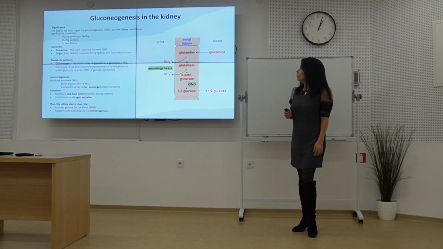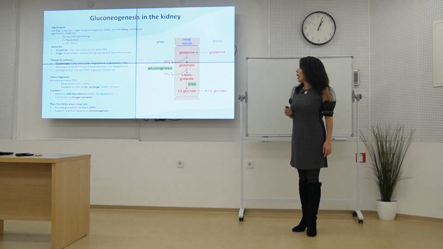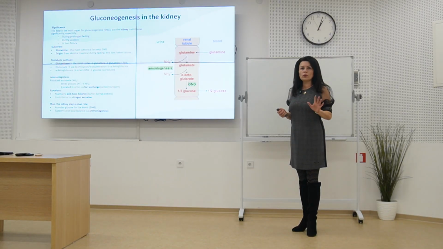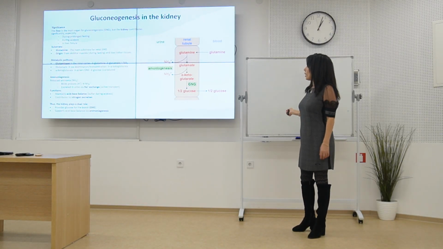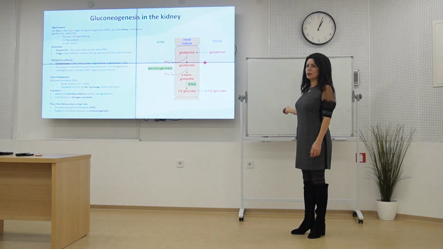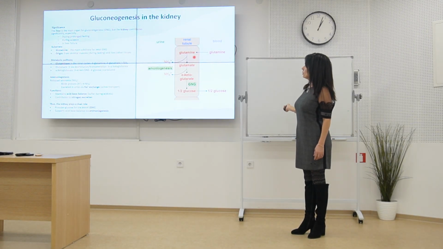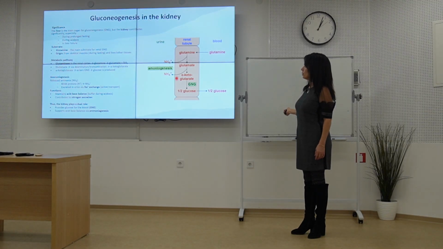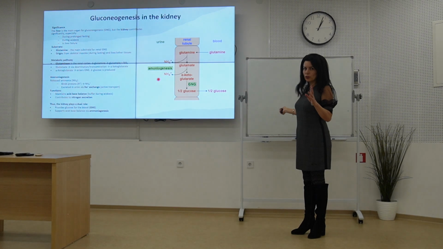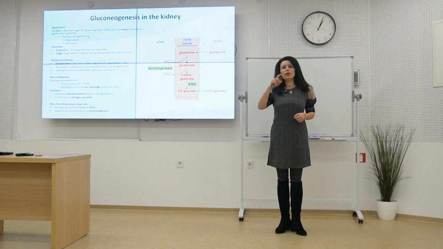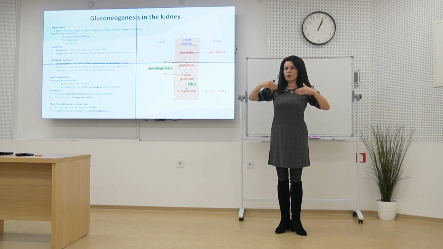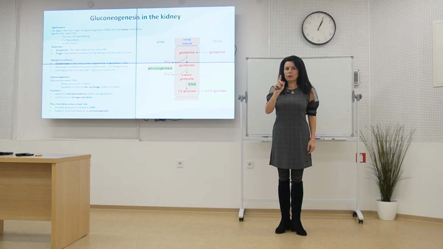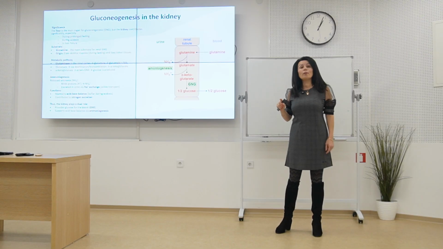In the kidneys, gluconeogenesis requires one important precursor, which is called glutamine. Glutamine is an amino acid. The glutamine enters the renal tubuli, and after deamination twice, ammonia is formed. But ammonia is NH3. After the acceptance of one hydrogen ion, NH4 is produced, which is called ammonium ion.